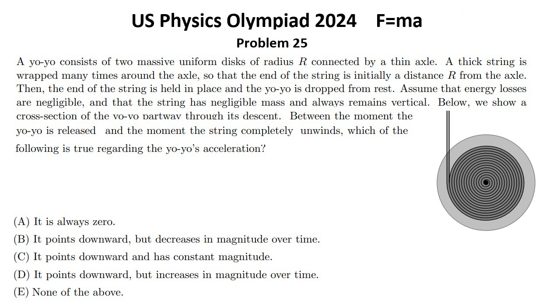Problem number 25. A yo-yo consists of 2 massive uniform disks of radius r connected by a thin axle. A thick string is wrapped many times around the axle, so that the end of the string is initially a distance r from the axle. Then, the end of the string is held in place and the yo-yo is dropped from rest. Assume that energy losses are negligible, and that the string has negligible mass and always remains vertical.